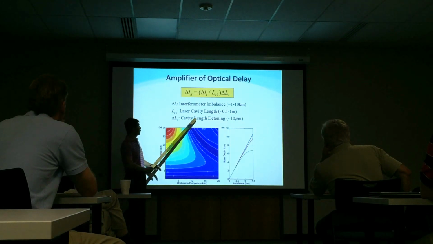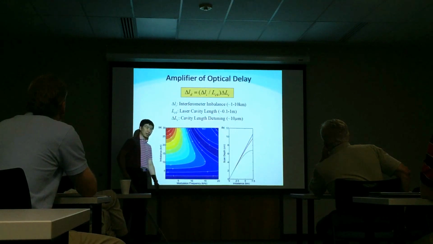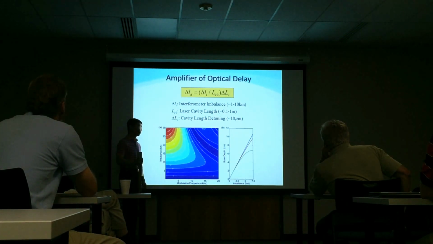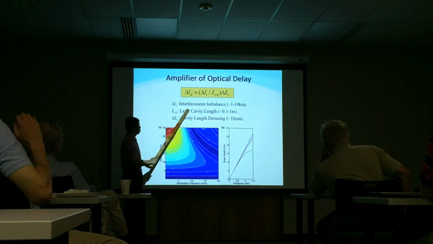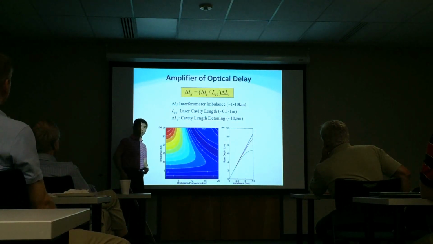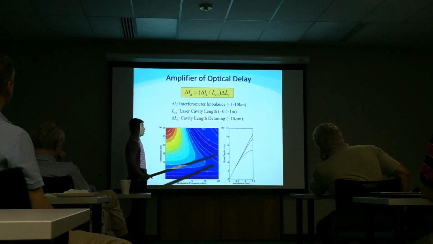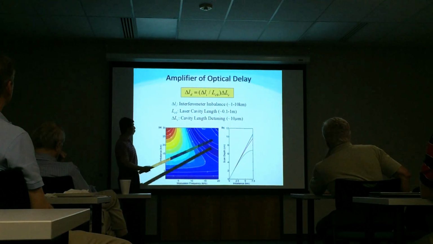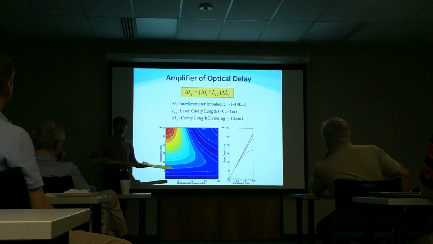Okay? But this ratio, from the imbalance, if you use a fiber loop as a part of the interferometer, you can really make this very long, on the order of kilometers. But the cavity length is typically on the order of 0.1 meter to 1 meter. So you see, this is a big ratio. This ratio can be 10 to the third, 10 to the fourth.